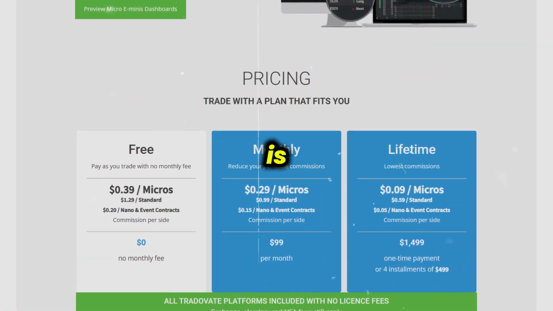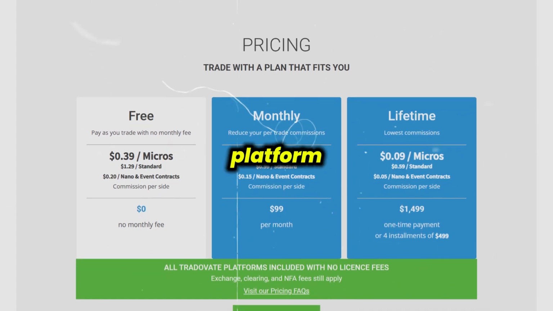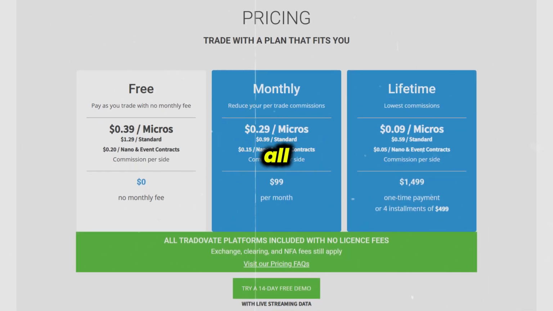Overall, Tradovate is a strong choice for active futures traders looking for a feature-rich, cloud-based platform with competitive pricing and a community-driven approach.